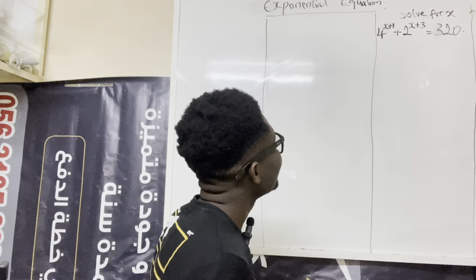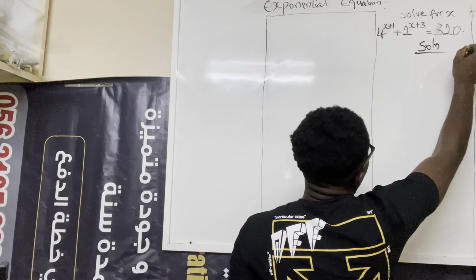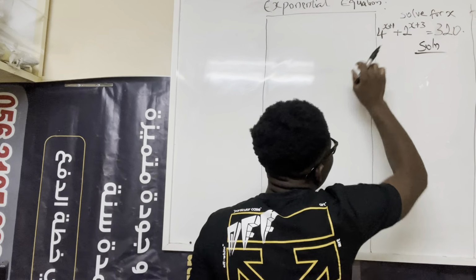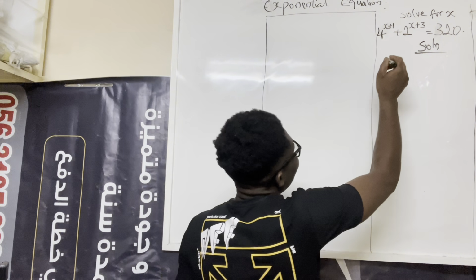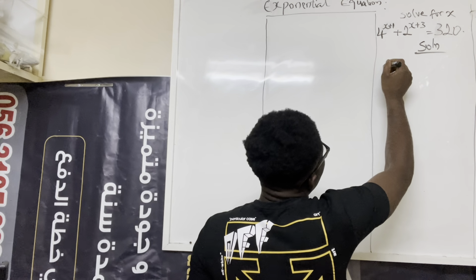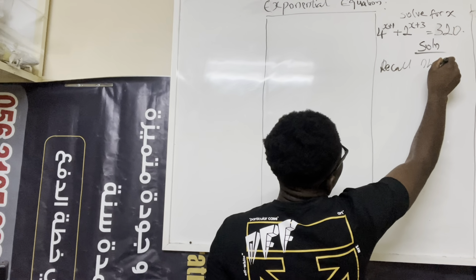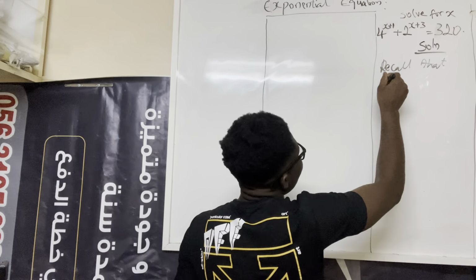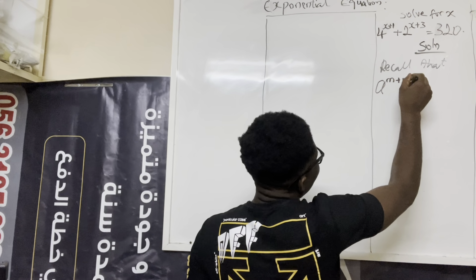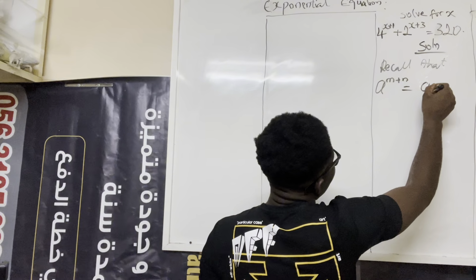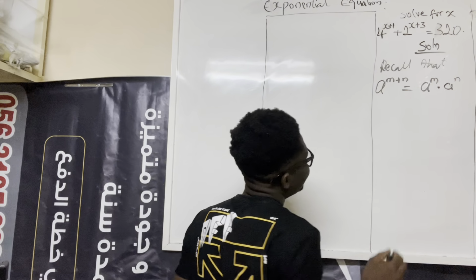So let's solve this. The first thing you need to do here is set out the solution. When you write your solution, you start from here. You can recall from indices that a raised to the power of m plus n is equal to a raised to the power of m times a raised to the power of n.